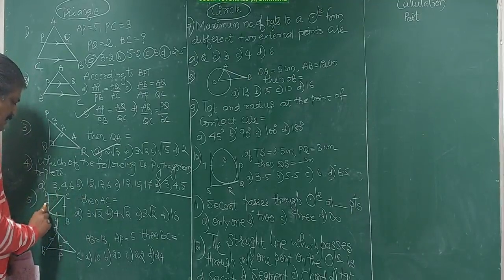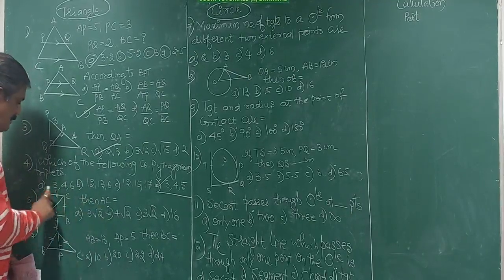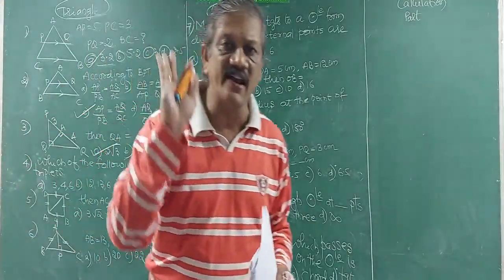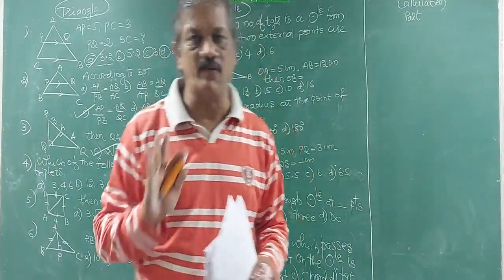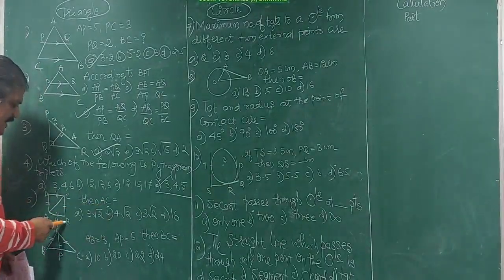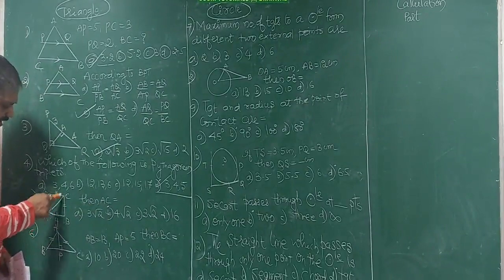It is a square. I have not written here. A, B, C, D is a square. Square means you must remember all the angles are 90 degree. Diagonals are equal. Let it be. One of the sides AB is given. What is the length of diagonal?